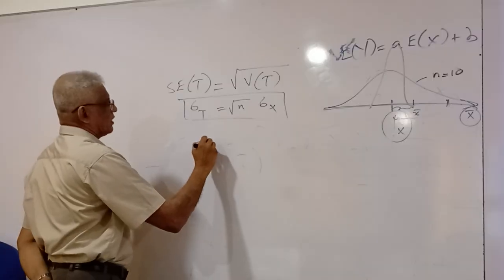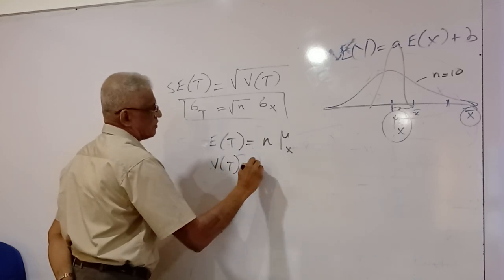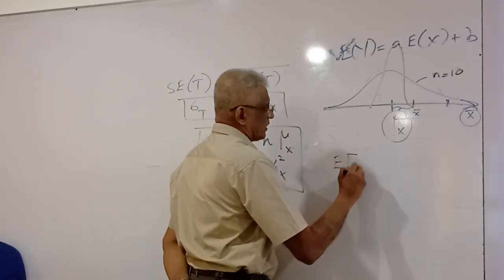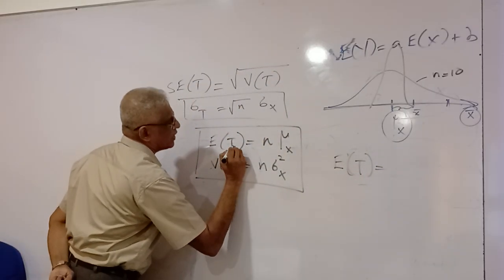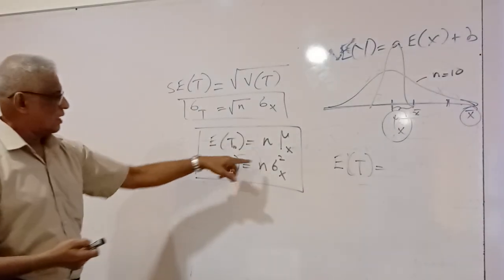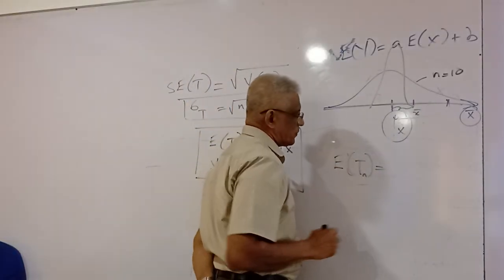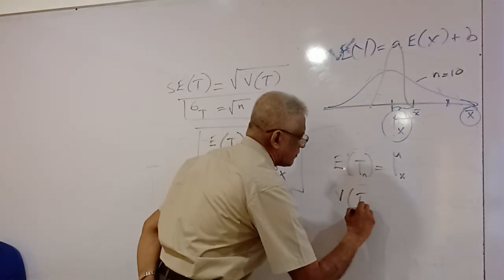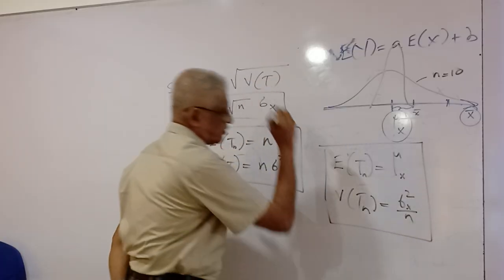So we have now obtained expected value of T is equal to n times mu x, and variance of T is equal to n times sigma square x. So that is about T. Let me denote it by Tn, just to denote that the sample size is n, because this quantity always depends on n. Tn is actually the sum of n values. For x bar, expected value is mu x, and variance is sigma square x divided by n. So that is another important result to remember.